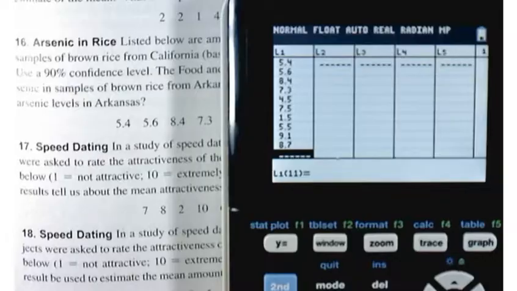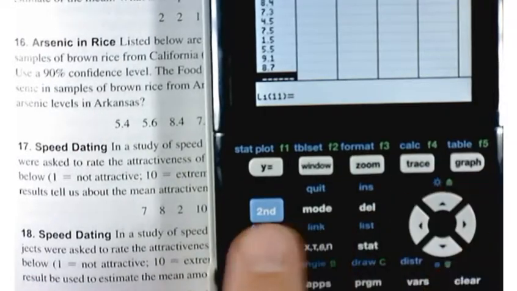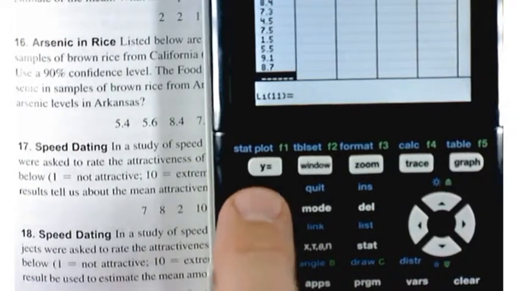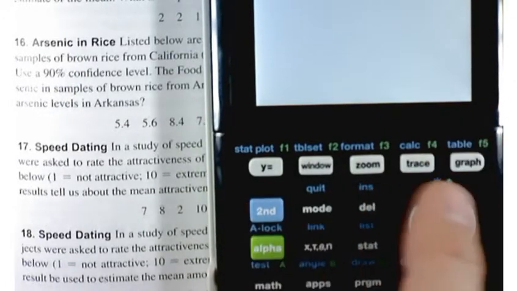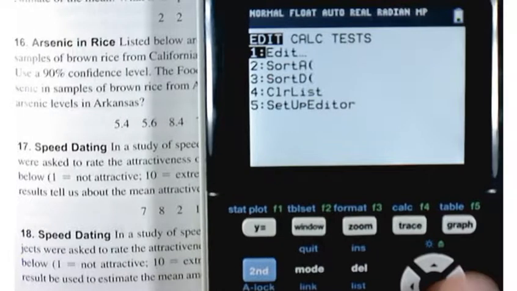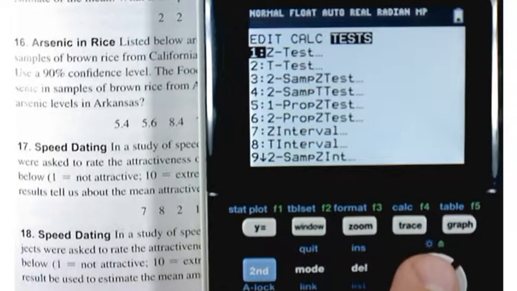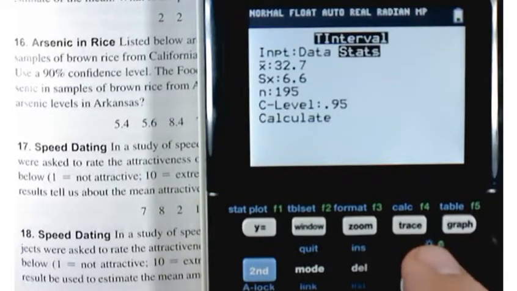After you're done entering your data, you want to exit. To do that, you hit the second button and then the quit key, or second and then mode. Now we're going to create a statistical test. We want a confidence interval for this, so go back to stat, then over to tests. And we want a T interval, so that's the 8th one down.